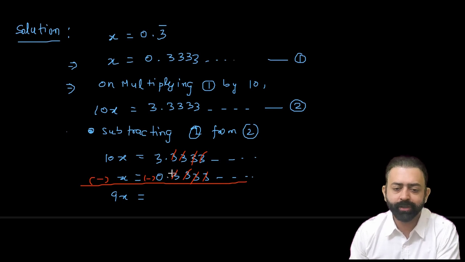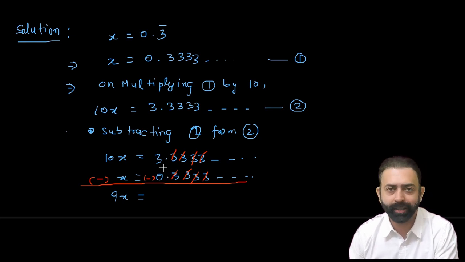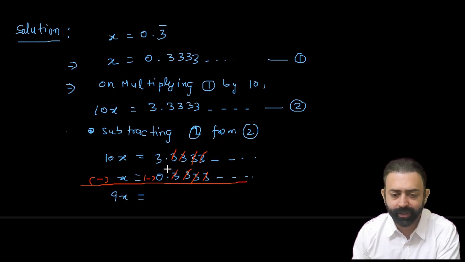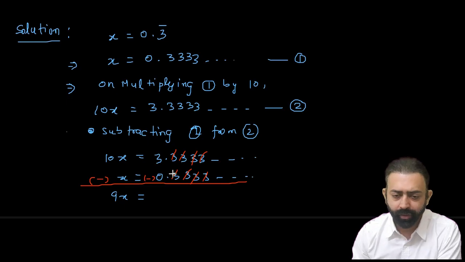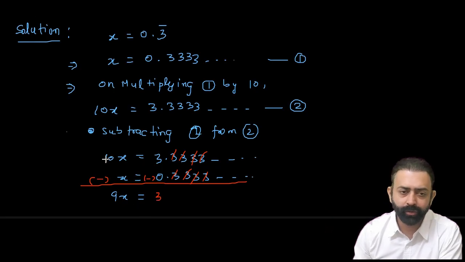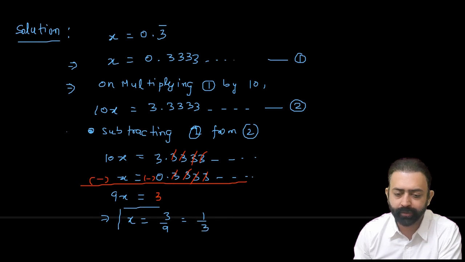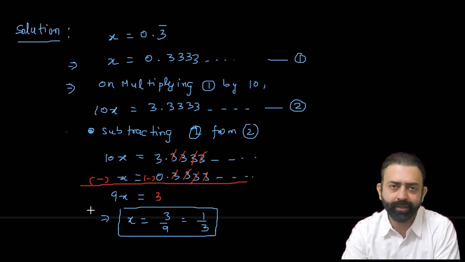How is it possible? Because we have matched the decimal numbers on right hand side. This decimal point is just above this decimal point, and there is only a single decimal place on left hand side. So this is called matching the decimal numbers. So all the 3s after decimal point get cancelled out. So you just remain with a single 3 on right hand side. Okay, so you will get x as 3 over 9, which is nothing but 1 over 3. Okay, so this is the rational number whose decimal equivalent is 0.3 bar, right?